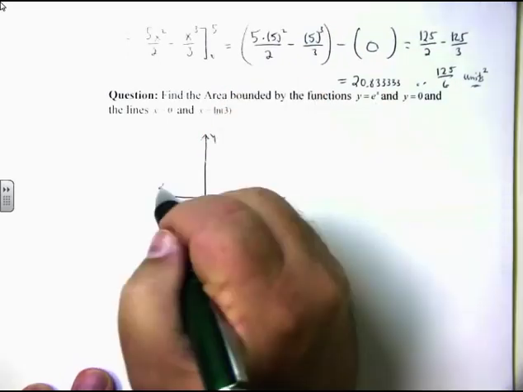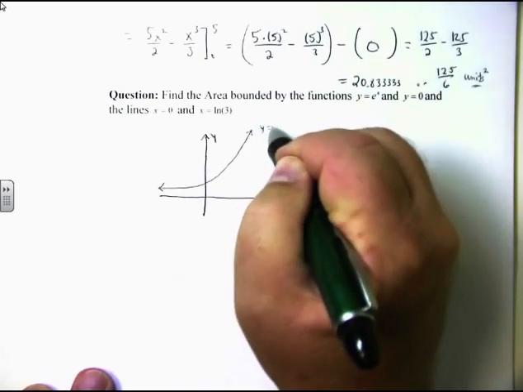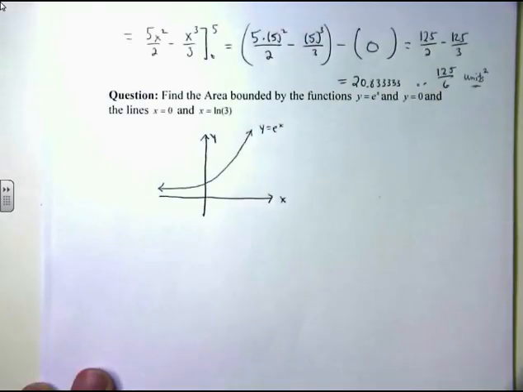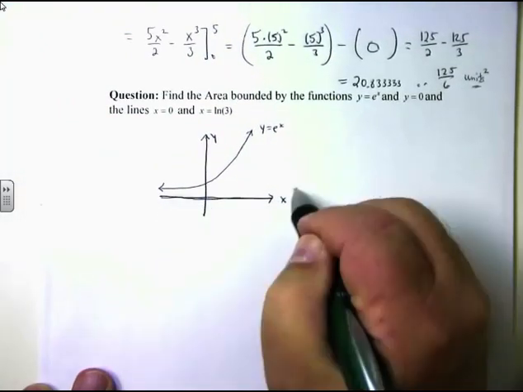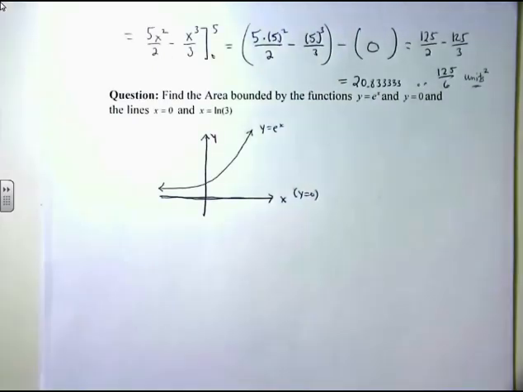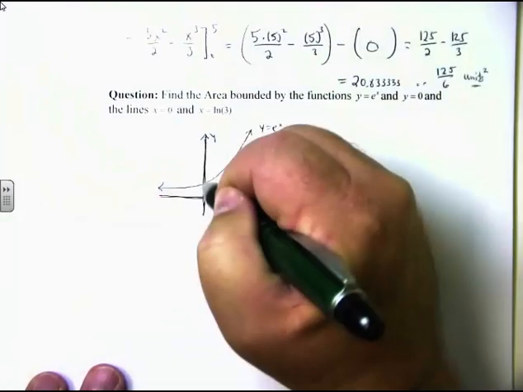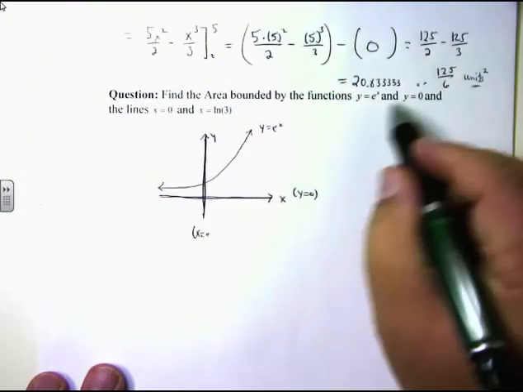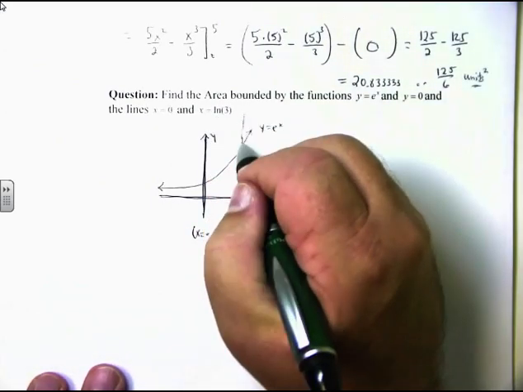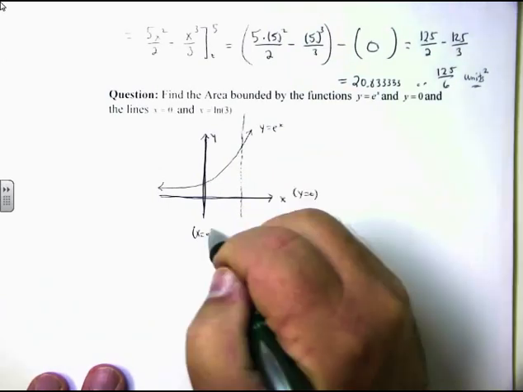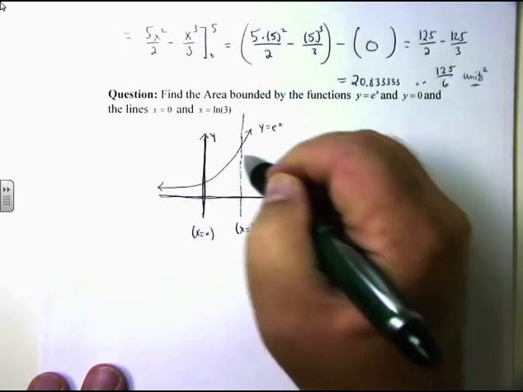Y equals e to the x is a classic exponential function. Horizontal on one side and exponentially grows on the other. There's the function y equals e to the x. Y equals 0 is another word for the actual x-axis. Y equals 0 is the x-axis. But then they gave me x equals 0. X equals 0 is the same as the y-axis. There's x equals 0. And x equals natural log of 3 is a vertical line. So there it is, vertical line right there, and that would be x equals the natural log of 3.